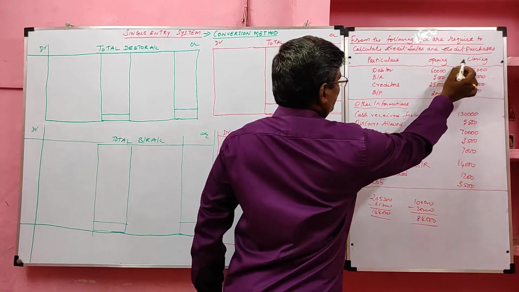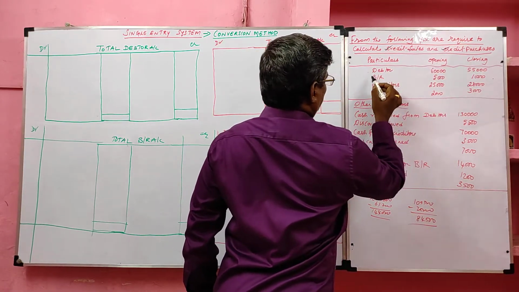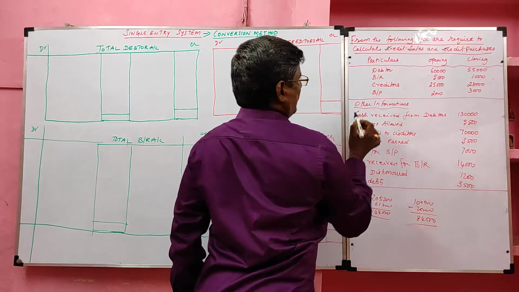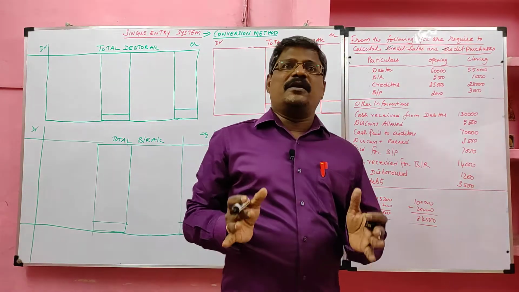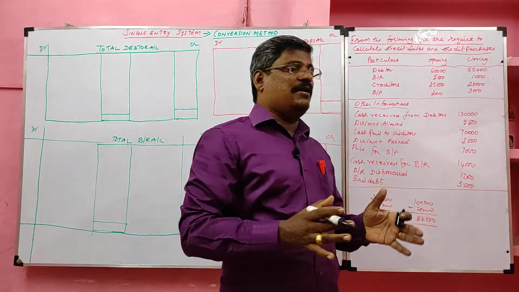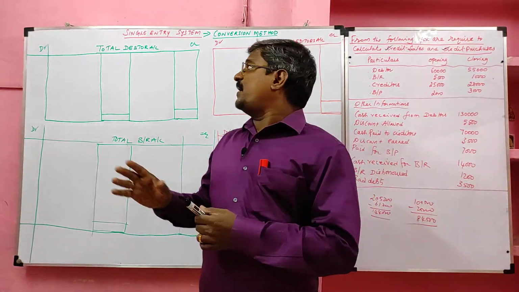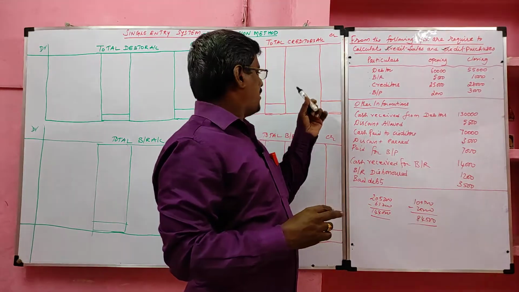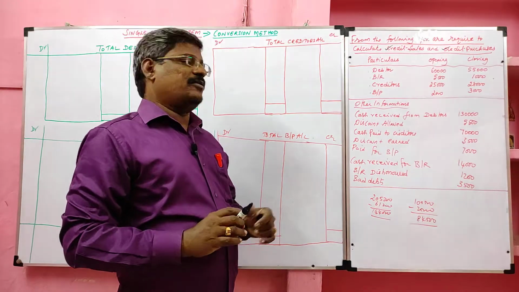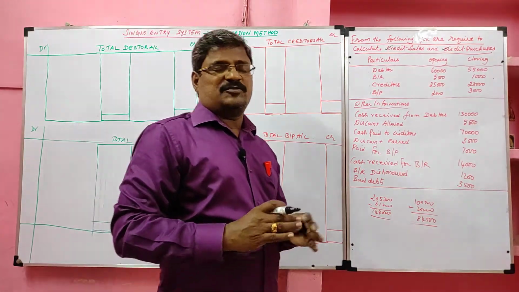Particulars: opening information, closing information, debtor, bills receivable, creditor, bills payable. So details relating to debtor, bills receivable, creditor and bills payable are given. So we have to prepare total debtor account, total bills receivable account, total creditor account and total bills payable account. Yes, now I am going to solve this problem.